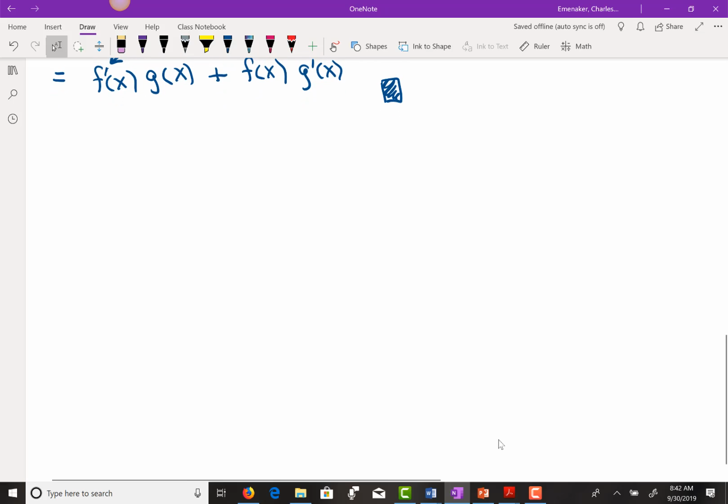Like e to the x, what's its derivative? That's pretty easy, e to the x. No, Chuck, what's the derivative of e to the x? Yeah, it's e to the x. Really? Yeah, it's e to the x.